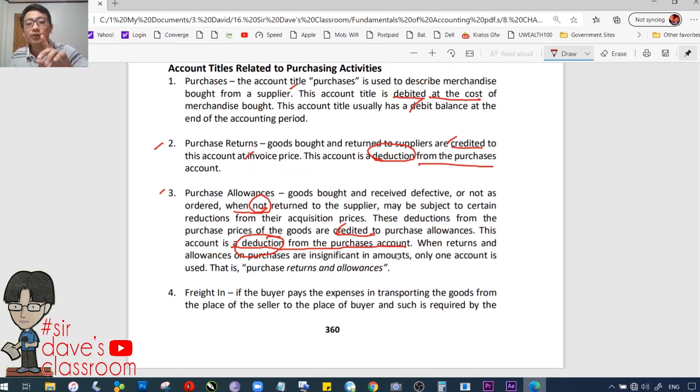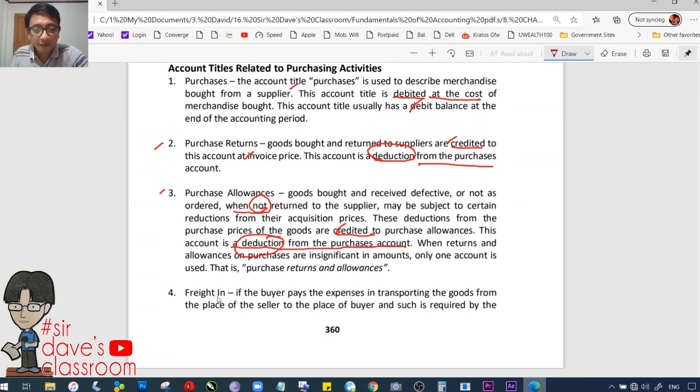Anong pagkakaiba ng 2 at saka sa 3? Sa 2, sinoli mo yung product, yung defective product. Sa number 3, hindi mo sinoli. So instead na isoli mo, sabi mo dun sa supplier, mahirap pagka sinoli. Pwede bang bawasan mo na lang yung presyo? That would be purchase allowances.